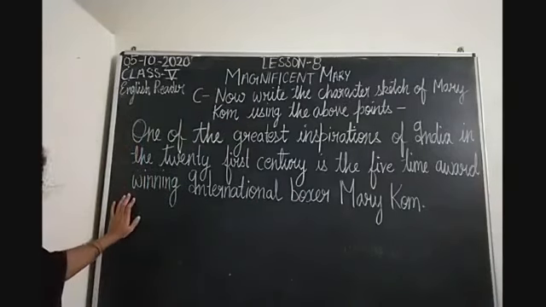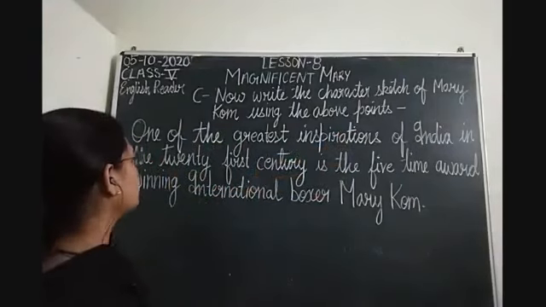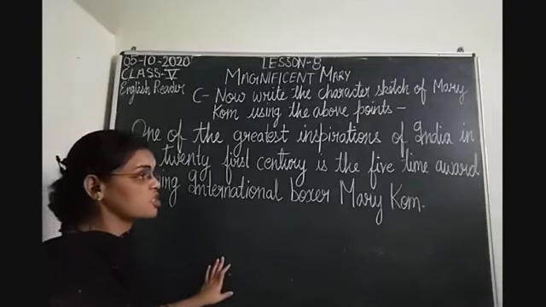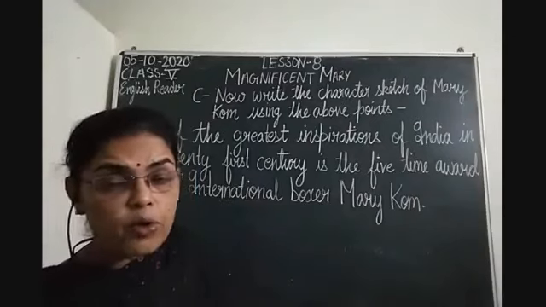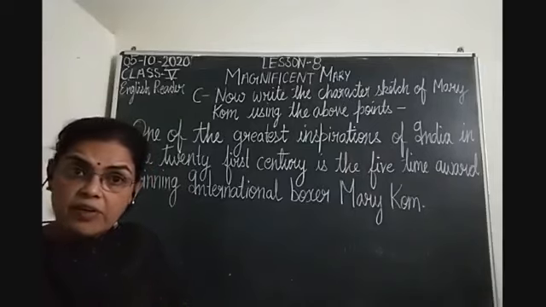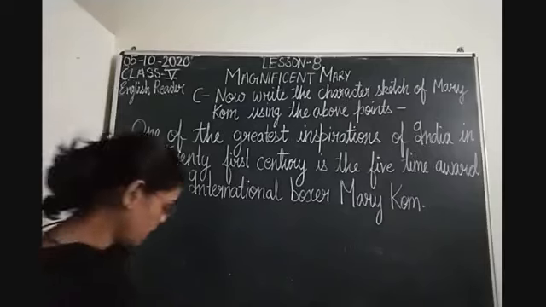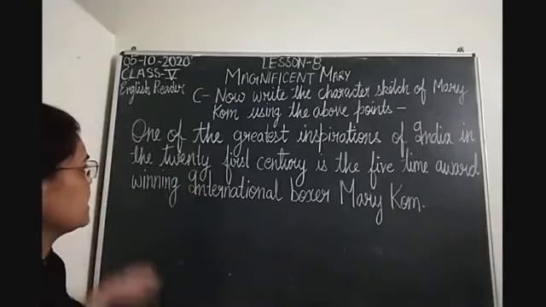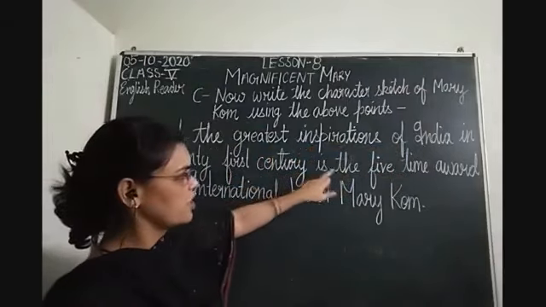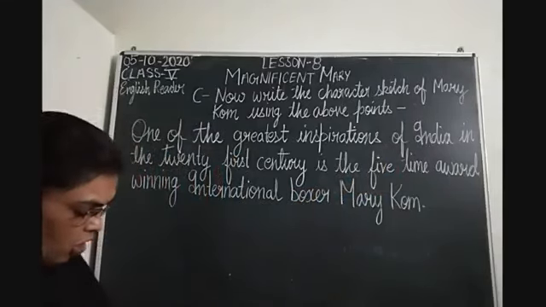So the first sentence of the character sketch is, students, one of the greatest inspirations of India in the 21st century is the 5-time award winning international boxer Mary Kom. All of you are in class 5. Now we need to choose our vocabulary carefully so that our language looks attractive and decorated. Fine. So first sentence is, one of the greatest inspirations of India in the 21st century is the 5-time award winning international boxer Mary Kom.